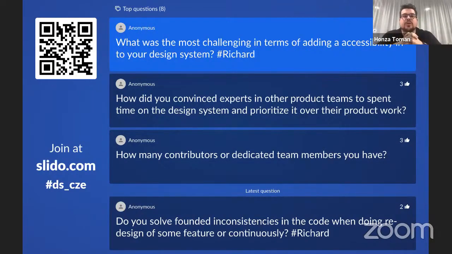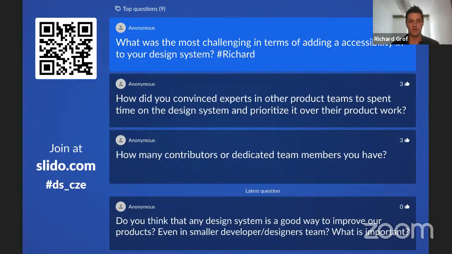Okay, so what was the most challenging in terms of adding accessibility into your design system? This question is for Richard. I have to say that we had to start really from the beginning, because our code base was not really W3C friendly. That means web standards. So we had to use a lot of ARIA tags. But I think the most challenging part was to educate the people, to educate the designers, to educate the developers, to have a common understanding of the problem.